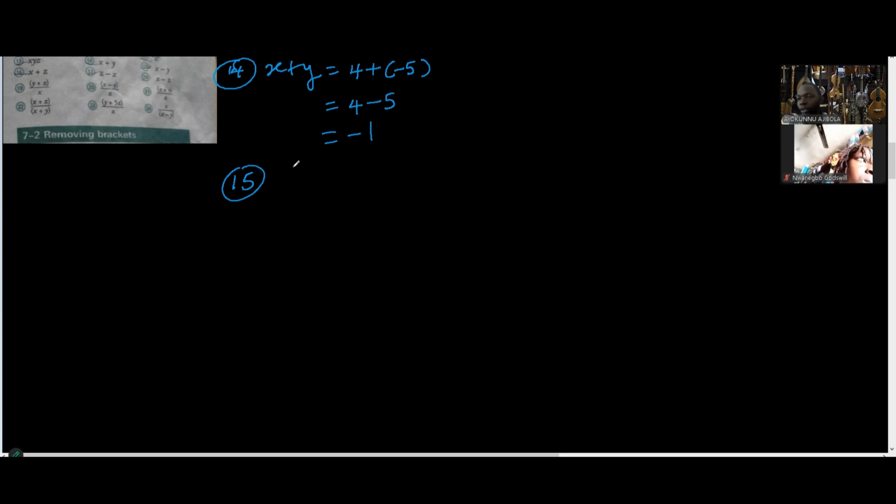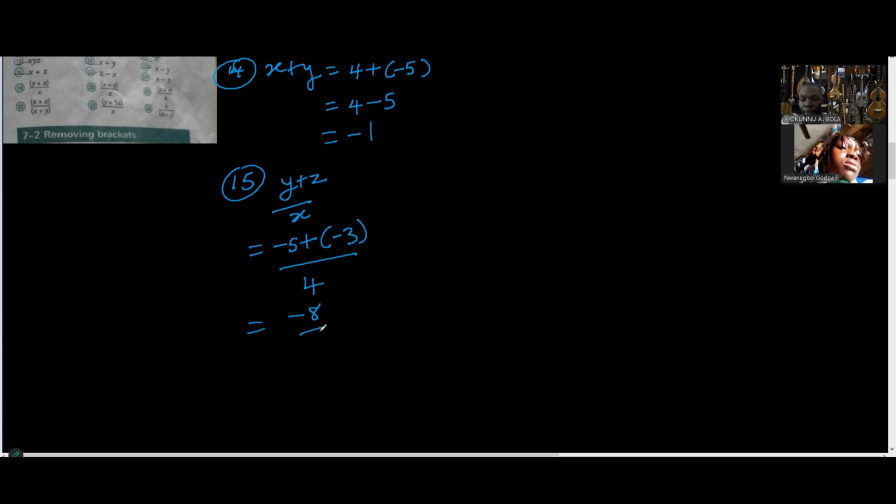Then number 15, we have y plus z over x. Y is minus 5, z is minus 3, over 4. If you add negative 5 and negative 3, you have negative 8 over 4. Then the answer is negative 2. Is that clear? Yes, sir.